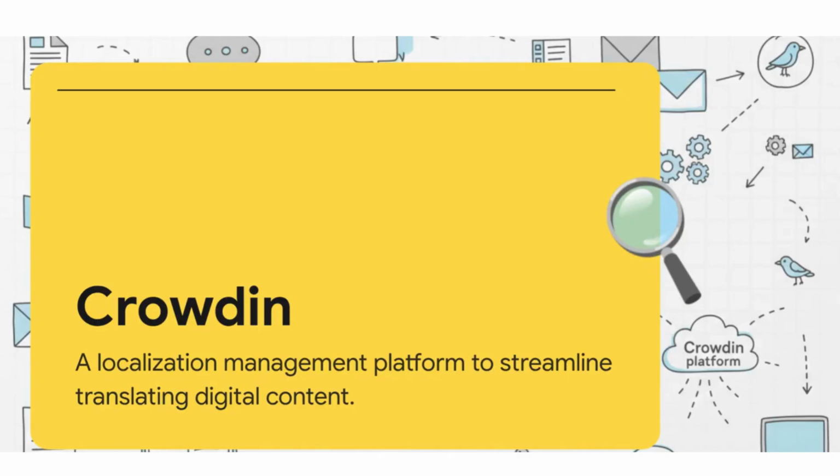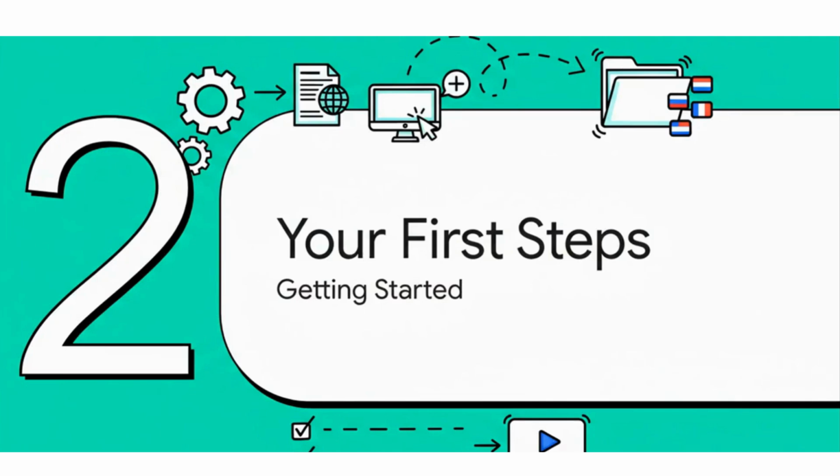And that's exactly the problem Crowdin was made to solve. It's a localization management platform, and its whole purpose is to streamline that entire process. It organizes everything for you, from the original files to your final translated text, all in one clean, easy-to-use space. The whole idea is to let the software handle the logistics, so you can focus on what you're actually good at, translating. All right, that's enough of the what. Let's get into the how. How do you actually get started once you get a project? Let's walk through those first couple of really important steps together.